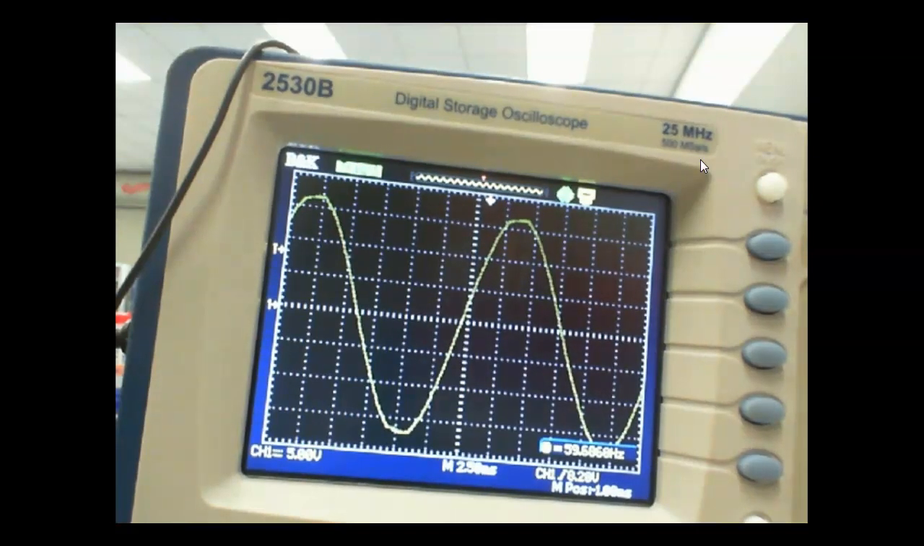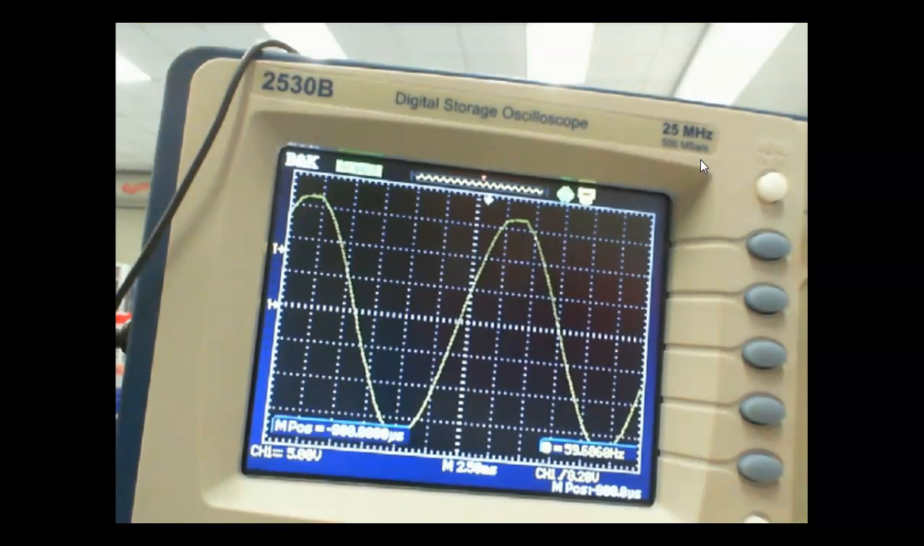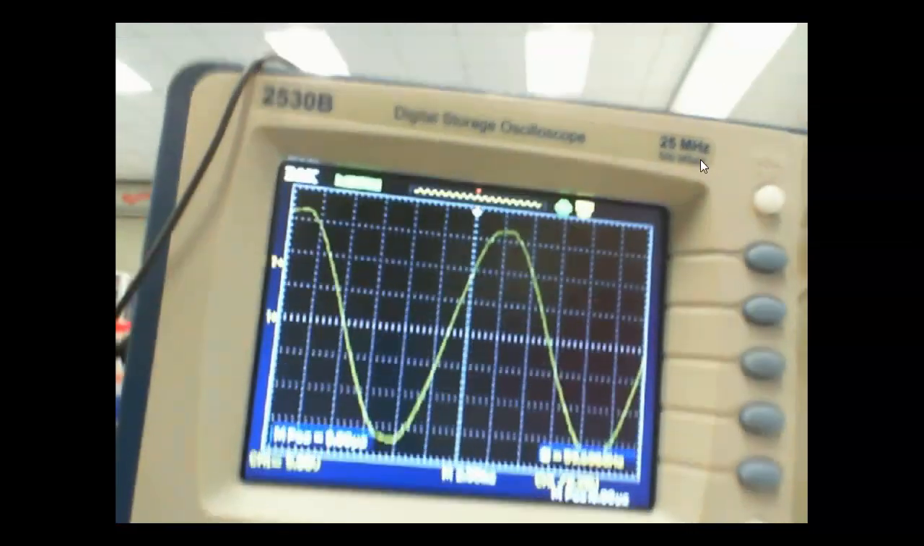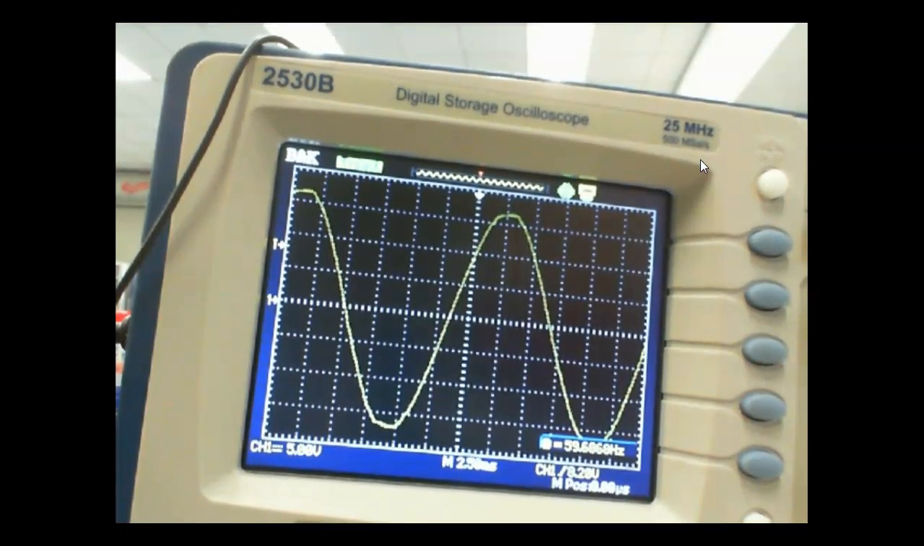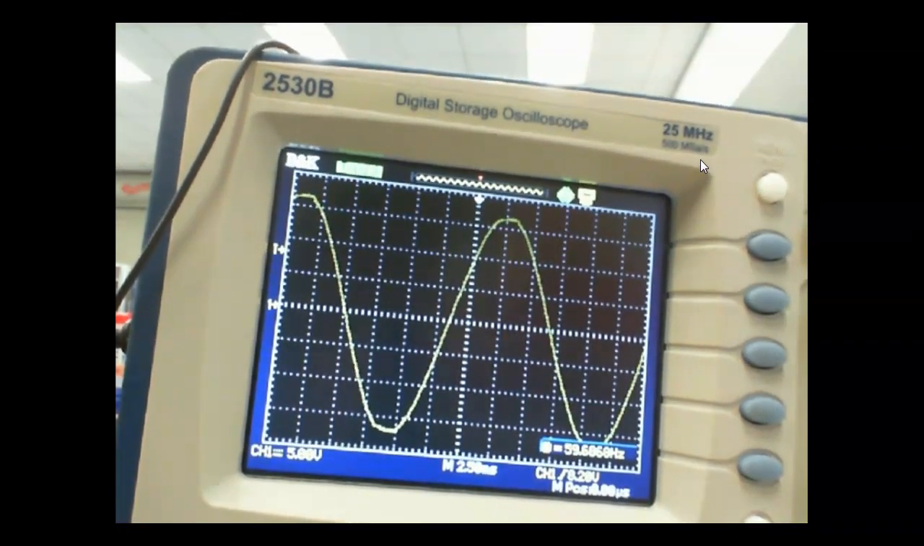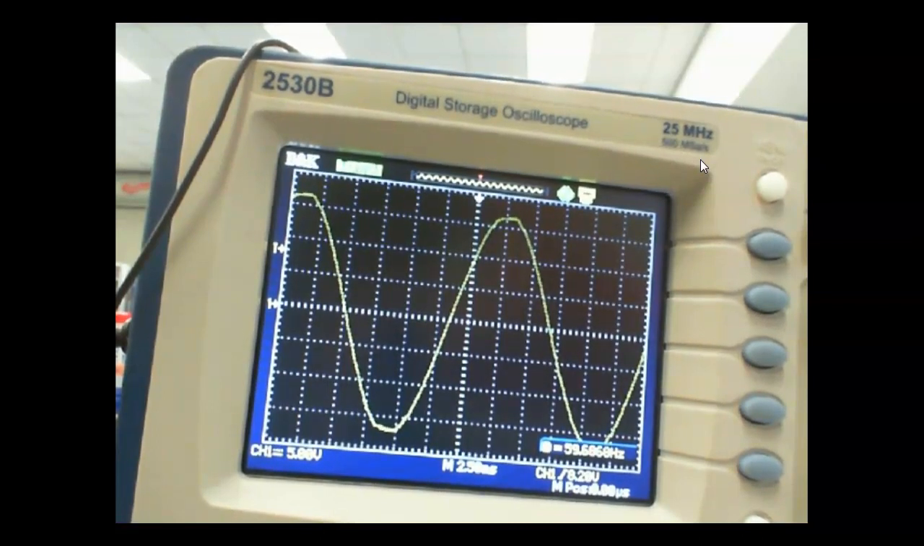So frequency is equal to 1 over time. So it comes up pretty close to 60 hertz, right? And I just pulled out my resistor. This scope will measure peak to peak for you. It'll measure RMS. It'll measure all this stuff.